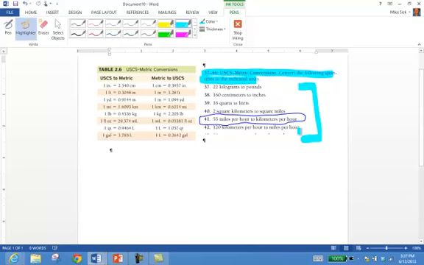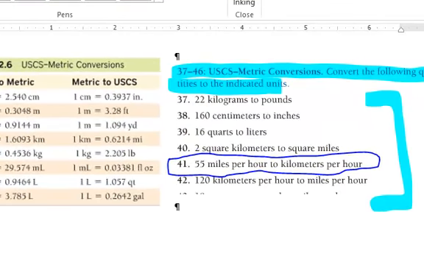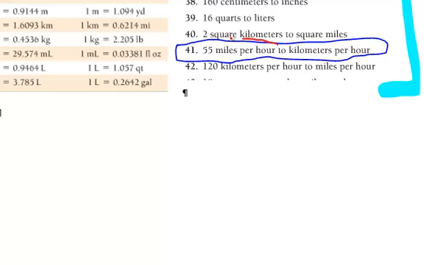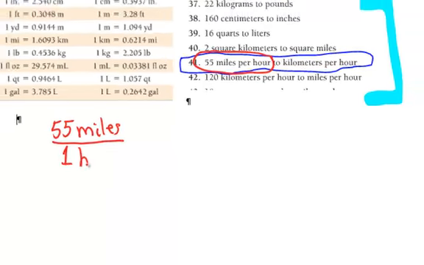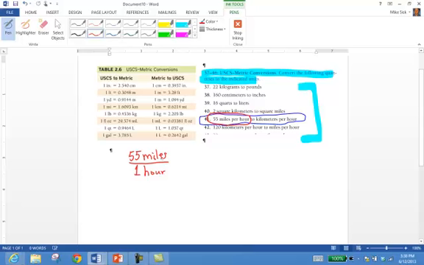We're going to focus on the problem that is circled where it says take 55 miles per hour and change it to kilometers per hour. So I've got 55 miles. There's the word per again. So I've got 55 miles. Per means I draw a line. 1 hour. That's a standard speed limit on a lot of our highways here, not the interstates, but a lot of our highways, and some interstates for that matter.